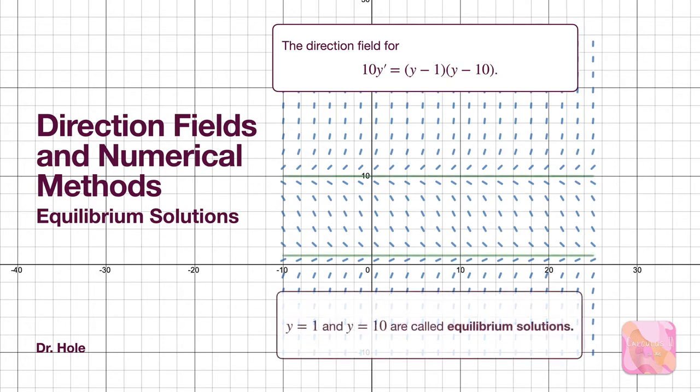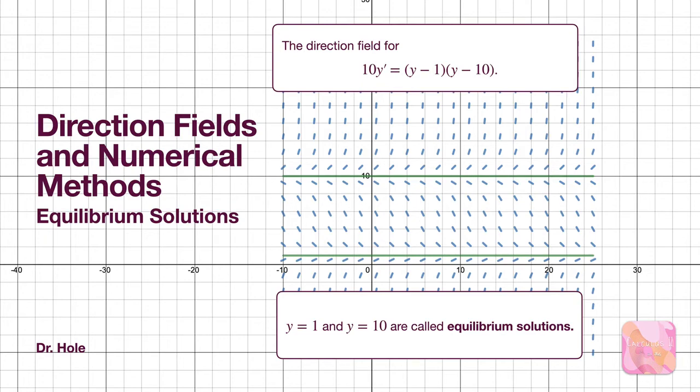Let's sketch in those lines. We have two green lines here. The green lines are given by the equations y equals 1 and y equals 10. And we term these lines equilibrium solutions. They're at equilibrium because there is no change in the solution. The solution remains what it is. Nice.